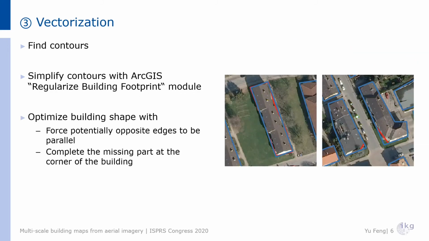After generalization, the result is still in raster, but most of them are without extrusions and indentations. We first find the contours and simplify the contours with the existing module in ArcGIS, and further optimize the building shapes. We force the potential opposite edges to be parallel, as we show on the left side figure, and also we complete the missing part at the corners of the buildings, as we show on the right side of the figure.